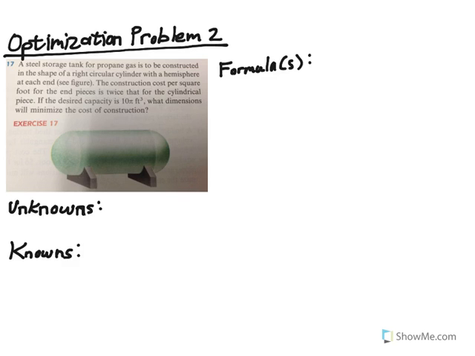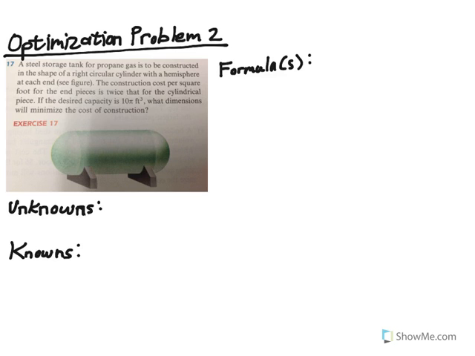Okay, now we're going to tackle another optimization problem. This one is taken from Calculus 5th edition, Swokowski, late trigonometric version, page 187. It says, a steel storage tank for propane gas is to be constructed in the shape of a right circular cylinder, that just means what most people would call a circular cylinder, with a hemisphere at each end. The construction cost per square foot for the end pieces is twice that for the cylindrical pieces. If the desired capacity is 10 pi cubic feet, what dimensions will minimize the cost of construction?